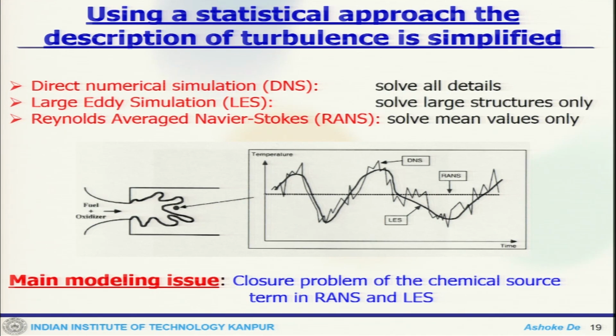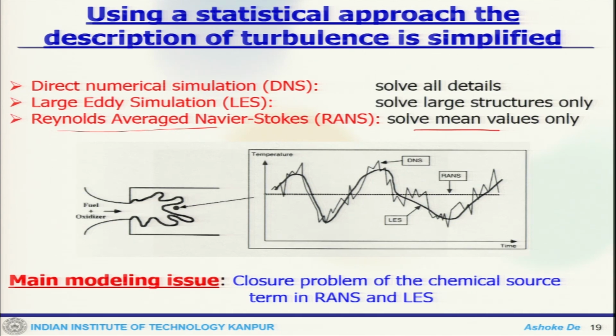This we have already discussed in detail, because this is one of the issues in modeling. When you look at the RANS, which is very simple to use, but only solves for the mean values, whereas LES solves for large scale structure and models the small scale structure, and when you look at DNS, it solves all details. Now, when you looked at only the turbulent system, at that time we didn't need to bother about the reaction and other things, which are quite critical in a reacting system.